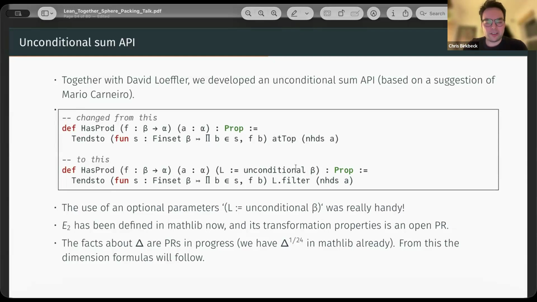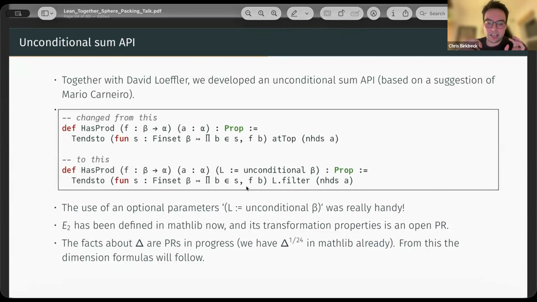And when I started doing this refactor, it was kind of painful because we use this a lot. But one thing that David noticed is that we could use these optional parameters, which is this thing here, this L, which says, well, if I give it the parameter, then use it. But if not, then just default to the one that we had before, which is this atTop. And this really made the refactoring much easier, and it saved us a whole lot of time.